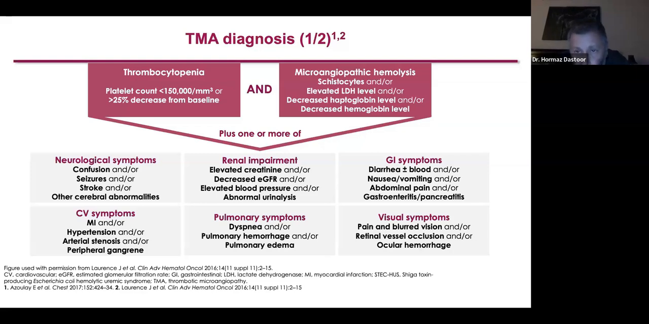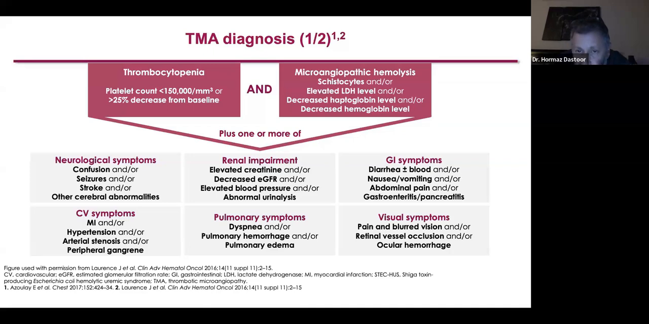MAHA is microangiopathic hemolytic anemia. And it is different from autoimmune hemolytic anemia because in autoimmune hemolytic anemia, you have an antibody which is causing the hemolytic anemia. Whereas in MAHA, or microangiopathic hemolytic anemia, it is an antibody negative hemolytic anemia. But regardless, you see features of hemolysis, that is the presence of schistocytes, elevated LDH, elevated bilirubin, decrease in hemoglobin, and haptoglobin.